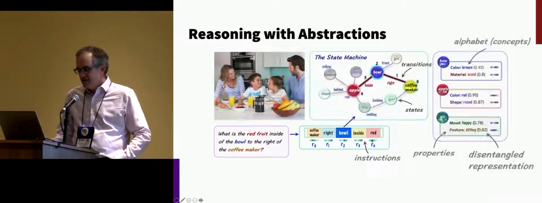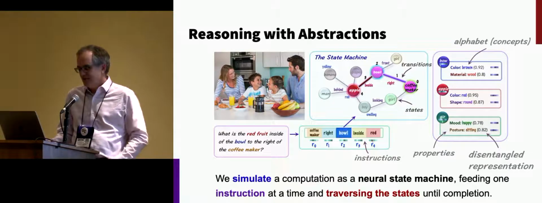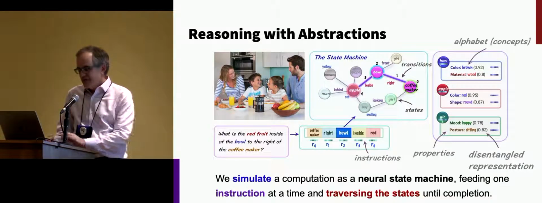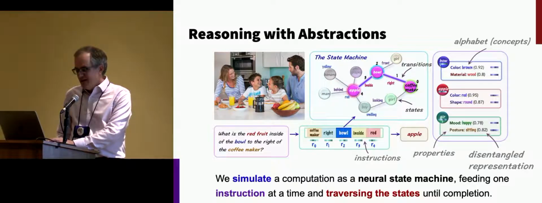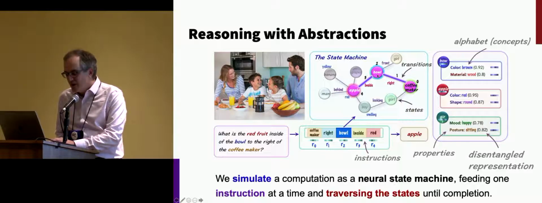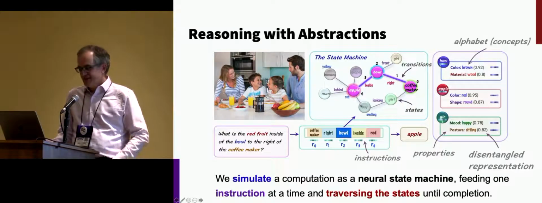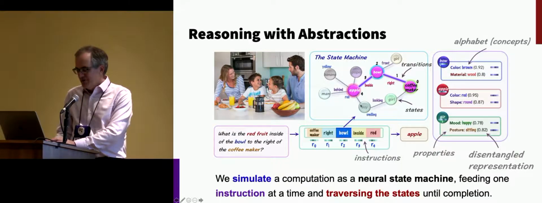We're then going to run this by simulating a computation of our neural state machine, feeding in an instruction at a time and traversing states over the semantic graph. We start off with the coffee maker, it's hard to see here, then move to the right to the bowl, look for things that are inside the bowl, and look for something that is red, and that gives us the answer: the apples.